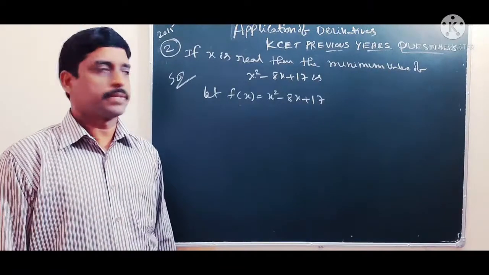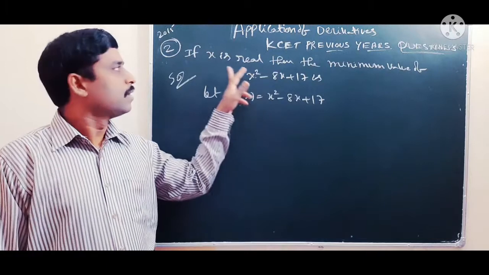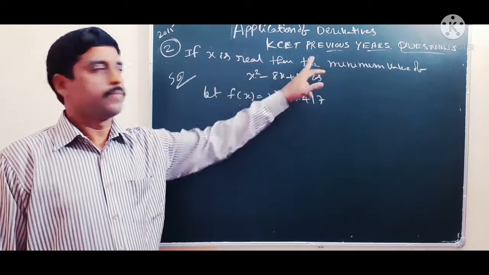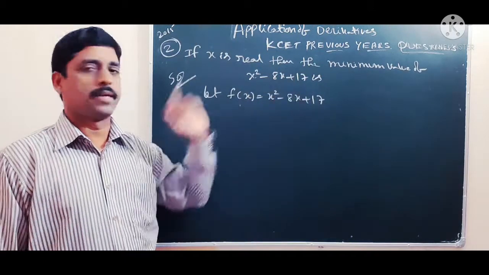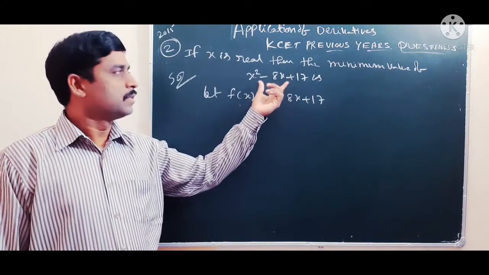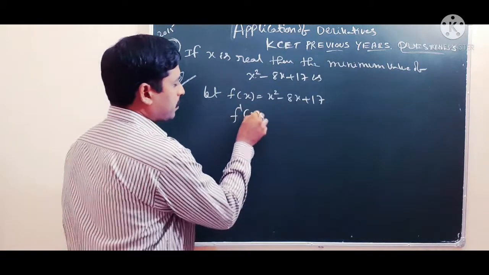Okay, let us go to the next problem. This is from 2015. So what is given? X is real. Then we have to find the minimum value of x square minus 8x plus 17. If this function has minimum value, then its derivative will be 0. First we have to find derivative.